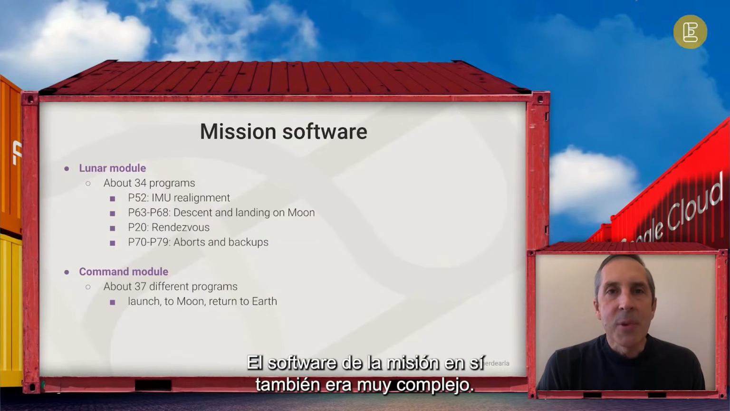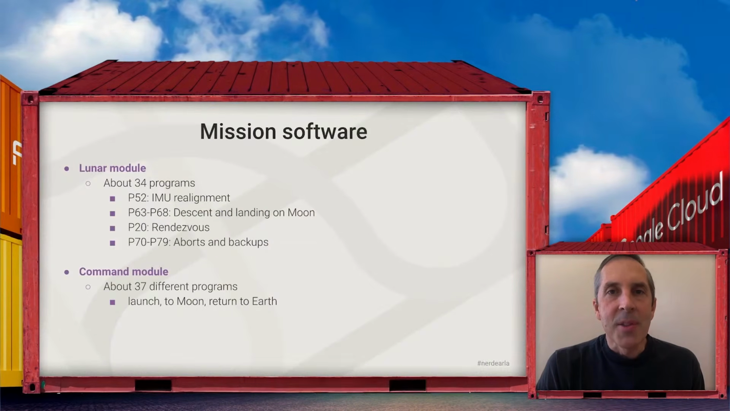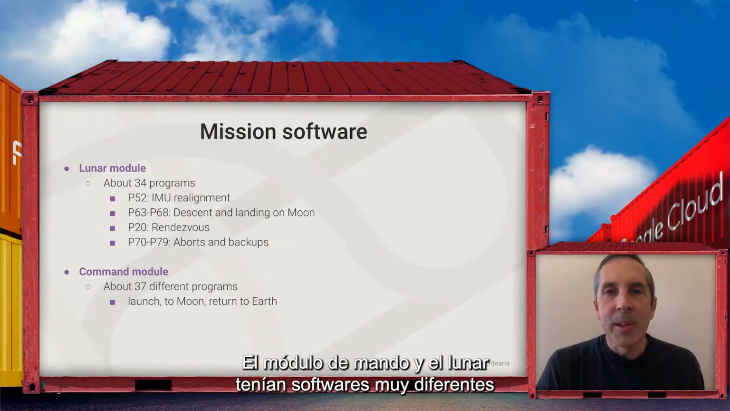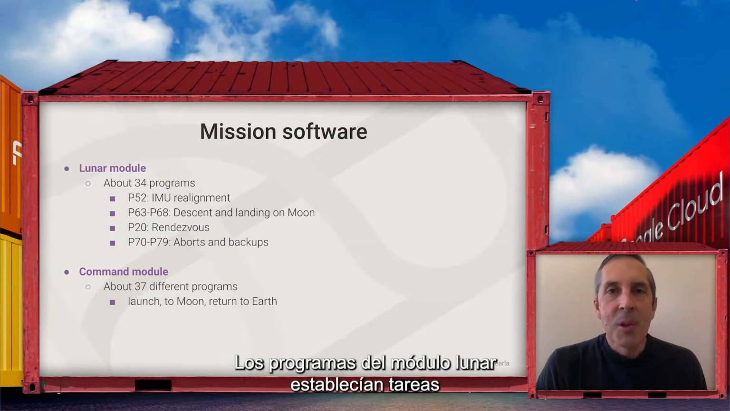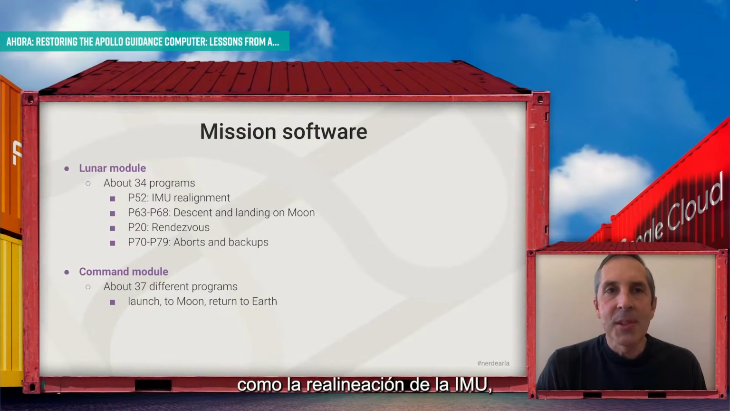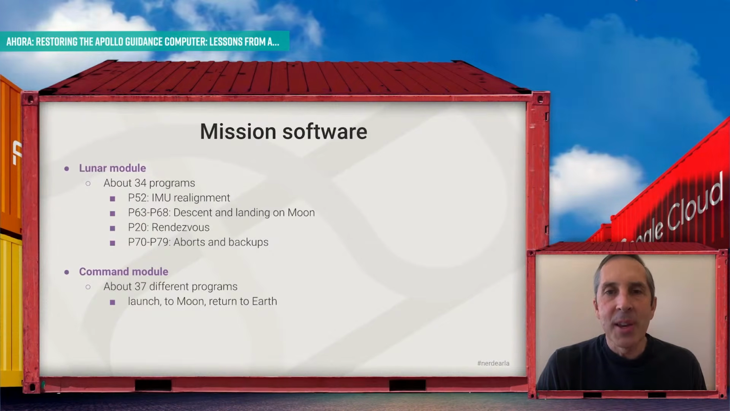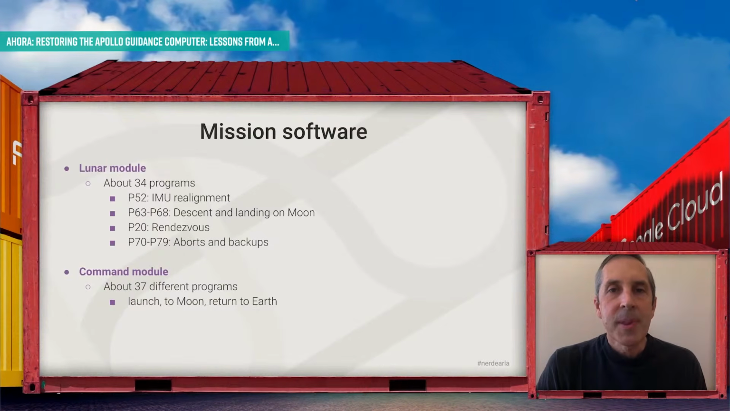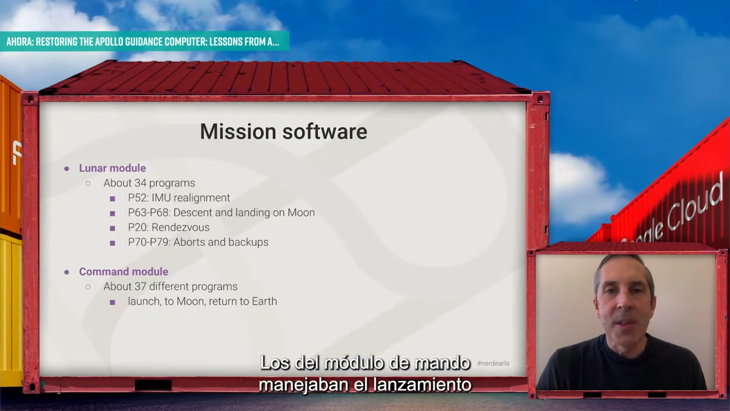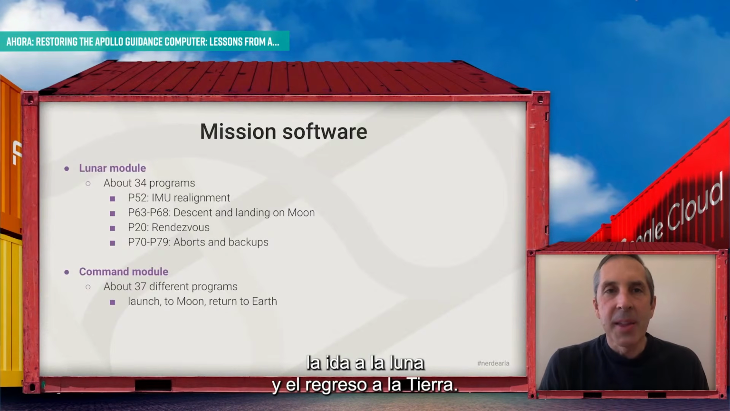Now, the mission software itself was also very complex. The lunar module and command module had completely separate software programmed into the core rope modules. On the lunar module, programs had tasks such as realigning the inertial measurement unit, landing on the moon, and getting back to the command module. The command module had programs to handle the launch, getting to the moon, and then getting back to Earth.